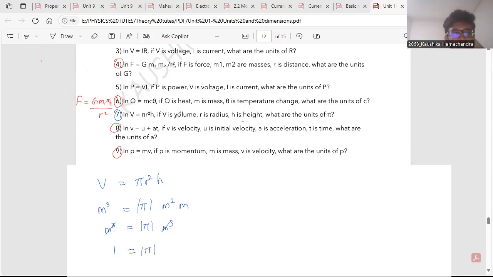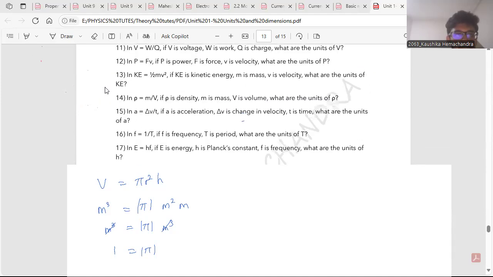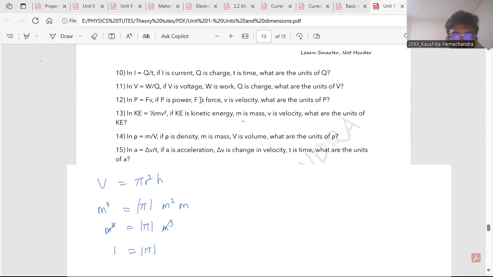Don't take it directly that pi has no units, okay? Pi can be given as a symbol for something, no? Then it will have units. But generally, pi is 22 over 7, that doesn't have a unit, right? So do 8 and 9 for homework. And also let's see if I can give you more homework.